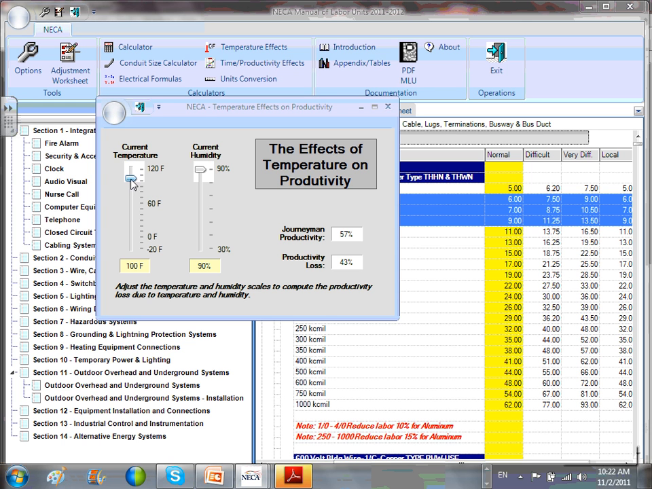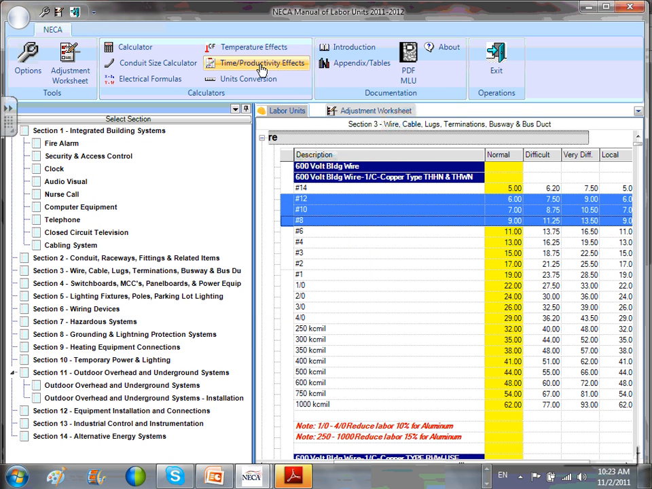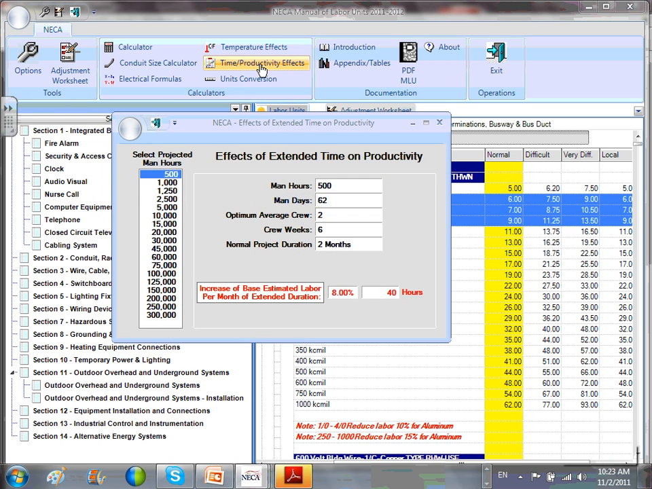If the temperature is, let's just say, close to 100 or so, you cut the productivity of your journeyman by 54. Journeyman productivity loss 53. So I don't know how much they use it, but I thought it's a really nice calculator, based on the temperature on people, time, productivity.